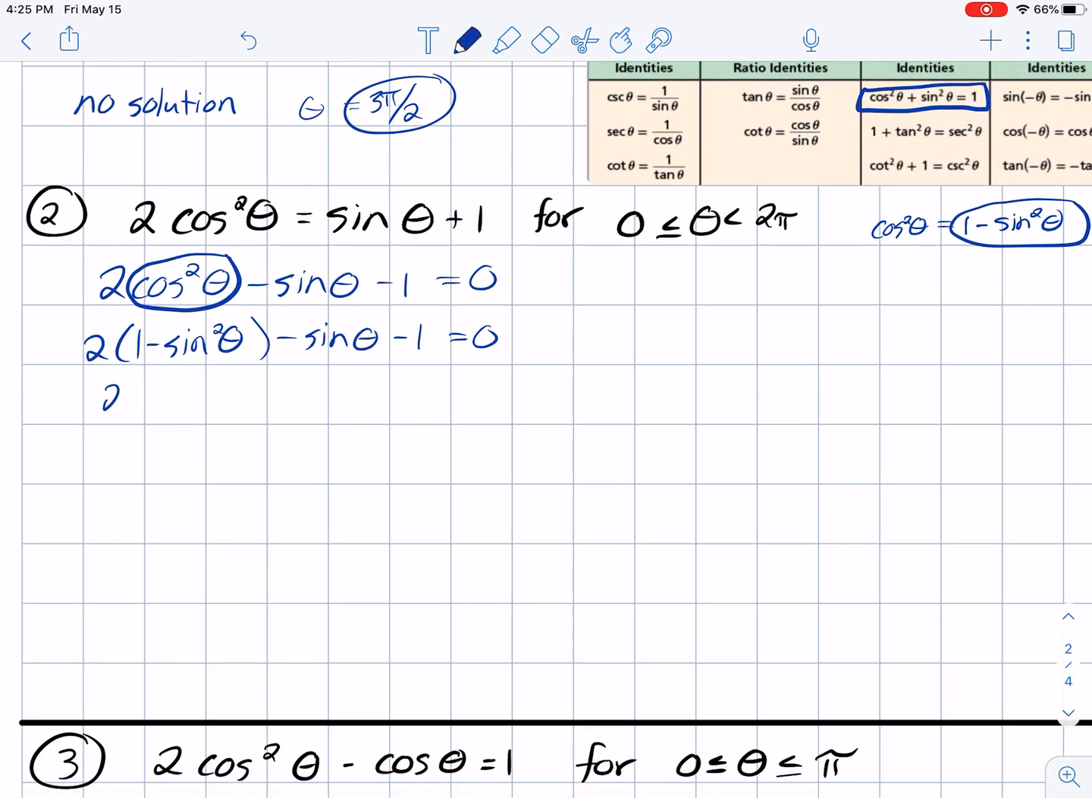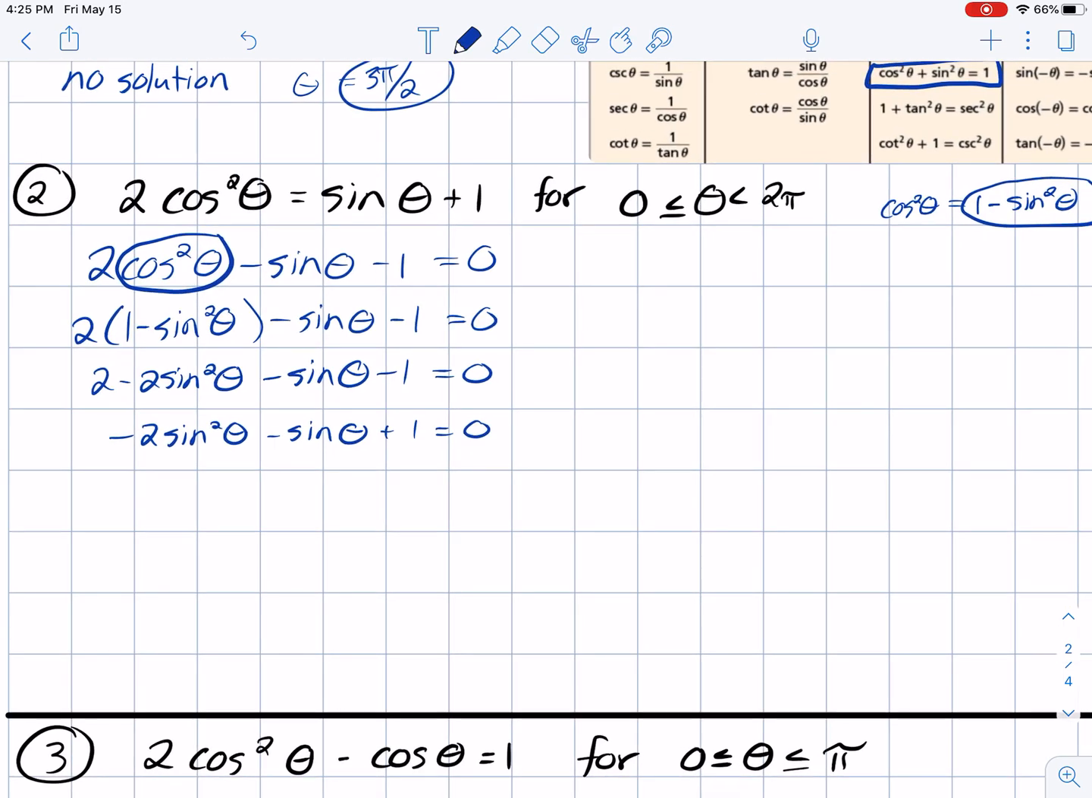Let's distribute: 2 minus 2 sine squared theta minus sine theta minus 1. We want to combine our like terms. 2 minus 1 leaves us with 1. And then what I like to do whenever that leading coefficient's negative, I like to factor out the negative. So take out the negative, and now we have 2 sine squared theta plus sine theta minus 1. And this should be a little bit easier for us to factor.